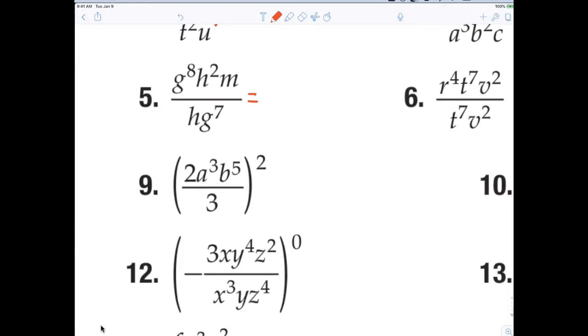All right, Miss Bain. So I got G to the first, H to the first, and M to the first. Now it looks kind of silly to put the 1s there. Does everybody agree? So you just write GHM. Is it okay to put to the first power? Yes, of course. It's okay to do that.